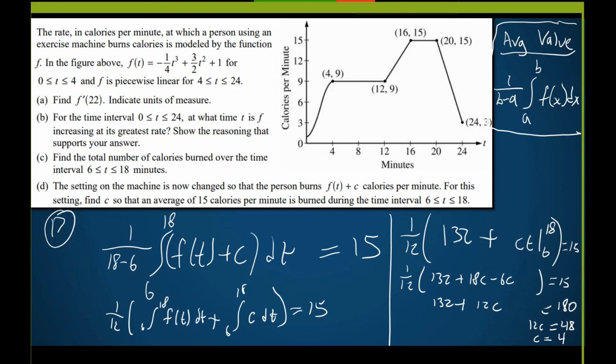What are my units? Eric. Calories per unit square. Close, that would be a derivative. We got an average value, so we integrated, but then we divided by the total amount of time that we covered. So if I integrate calories per minute in terms of minutes, and then I divide by minutes again, what will my units be in the end?